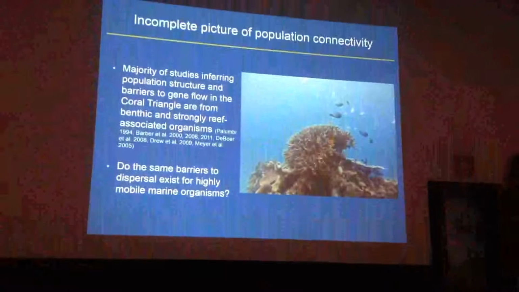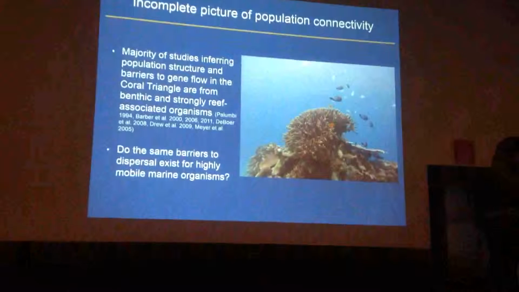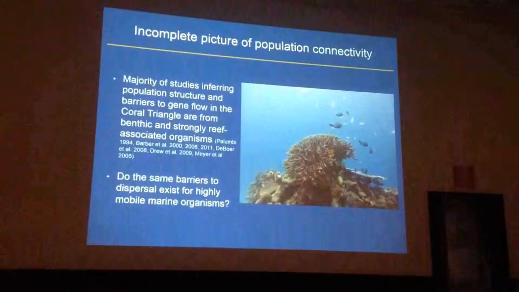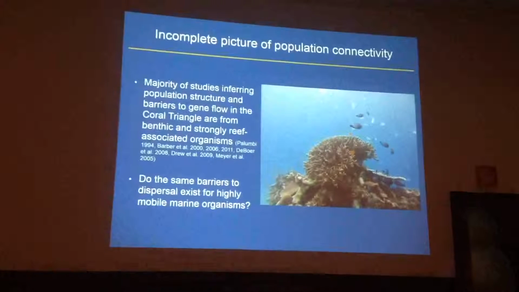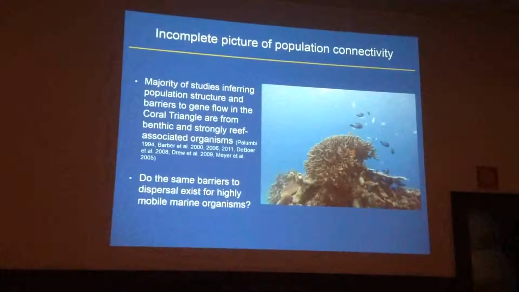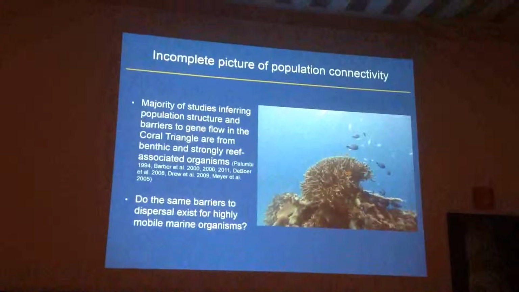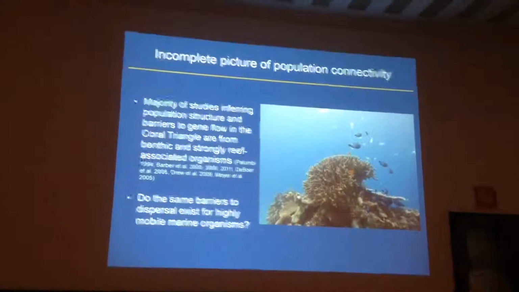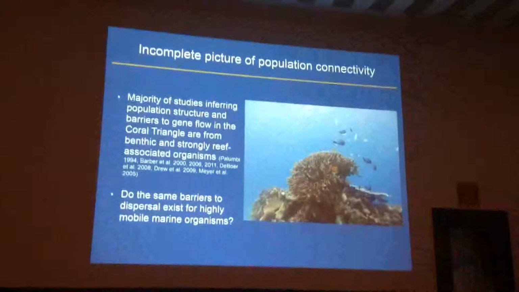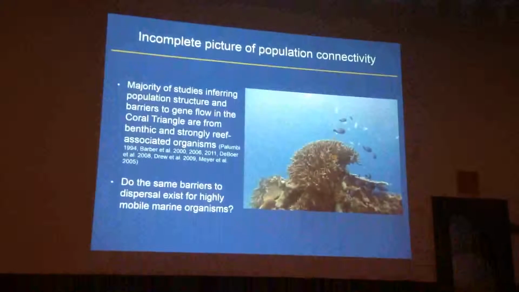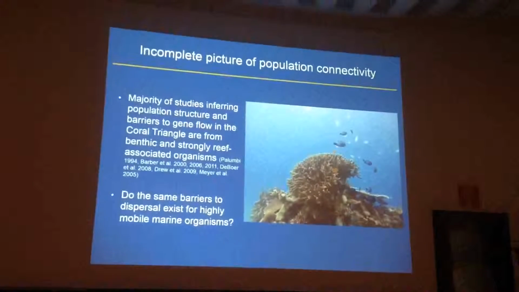However, the majority of these studies inferring population structure and barriers to gene flow in the Coral Triangle are from benthic and strongly reef-associated organisms, organisms that do not move that far from their home reef in their entire life cycle. Therefore, our picture of connectivity in the region is incomplete, as we only really understand this from a particular type of life history. So then we must ask, do these same barriers to dispersal exist for highly mobile marine organisms?